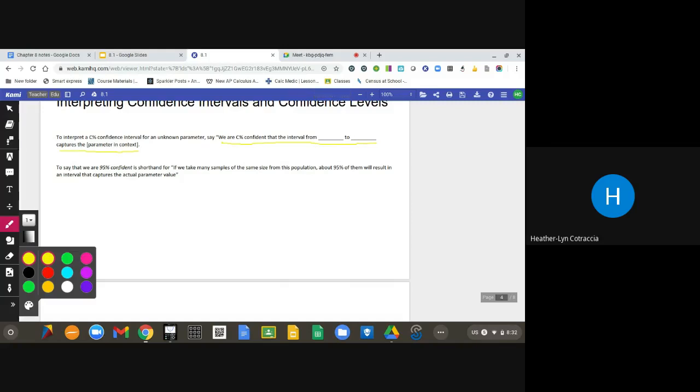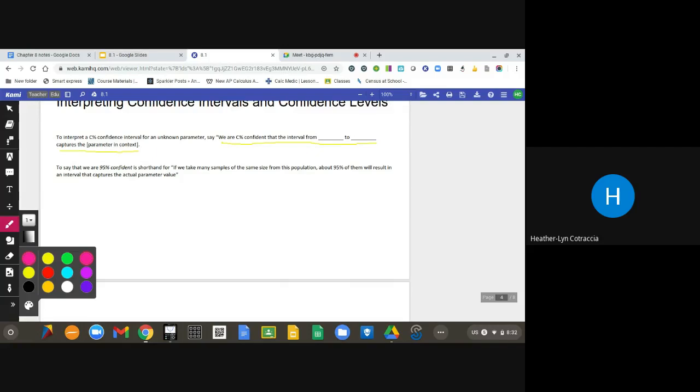The second part is the interesting part about what a confidence level is. So the second part is confidence level. If we were to take many samples of the same size from this population, about 95 of them will result in the interval that captures the actual population parameter value.